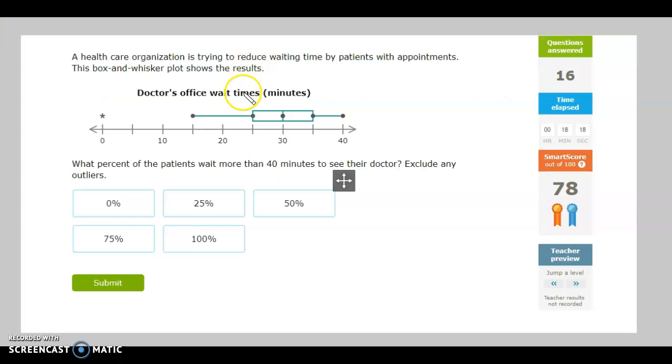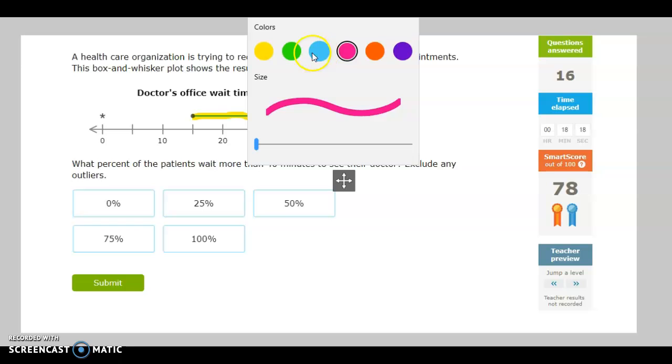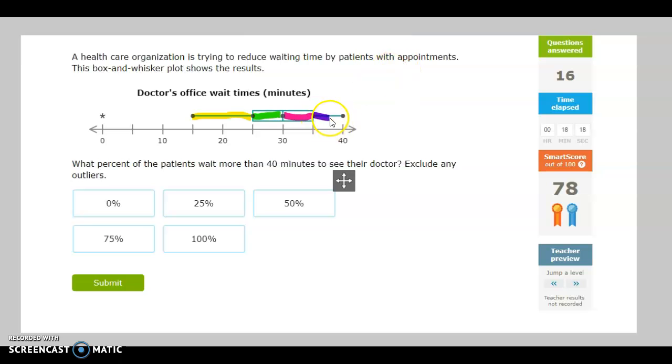The last type of question you're going to see is going to be about percentages. So each piece of our line is a different percentage. From here to here is 25%. From here to here is the next 25%, 25%, and the last 25%. So in total, we have 100%. Each piece of my line between each dot represents 25%.